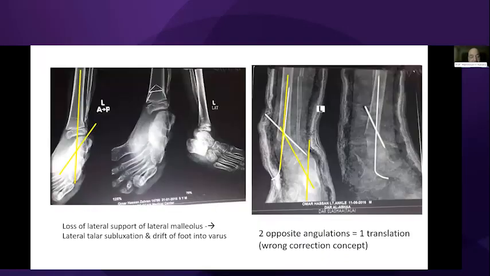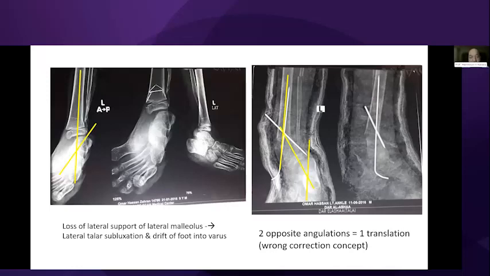Due to loss of the lateral support by the lateral malleolus, there was lateral talar subluxation and the drift of the foot into varus deformity. His treating surgeon, to avoid the infection and bad soft tissue condition at the ankle joint, did a supramalleolar valgus osteotomy. So he created an opposite deformity to correct the varus deformity of the foot. And as we know, two opposite angulations will equal one translation.